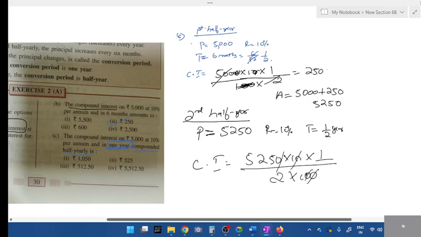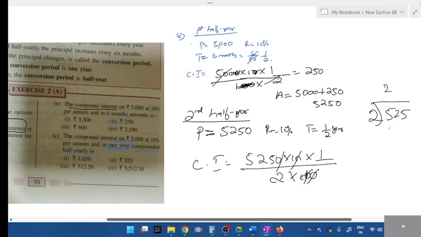Simple question, students. The 0, 0 gets cancelled. Divide 525 divided by 2. Yes, correct. 262 point.